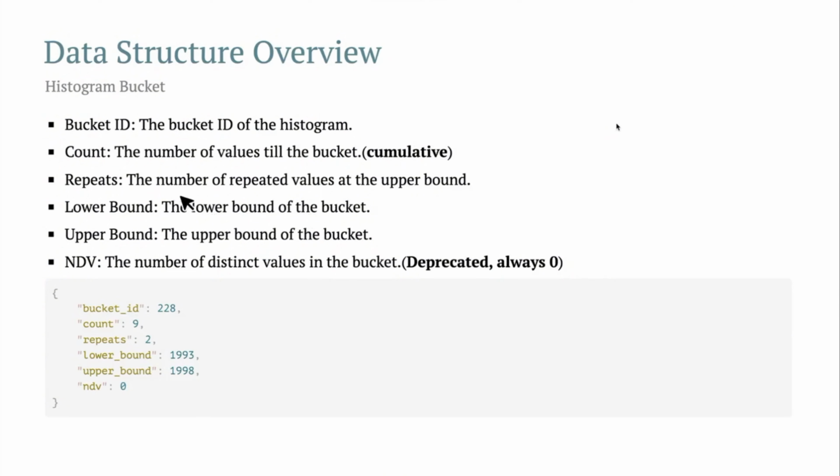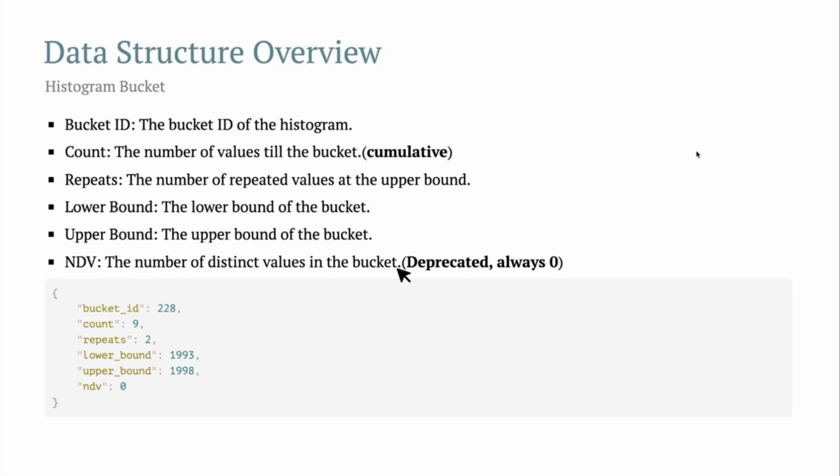The number of repeats is the number of repeated values for the upper bound. It's a special case. It's more like a special TopN in the histogram. And we have a lower bound and an upper bound. And the last one is pretty special. In the past, we tried to collect the NDV, aka number of distinct values.